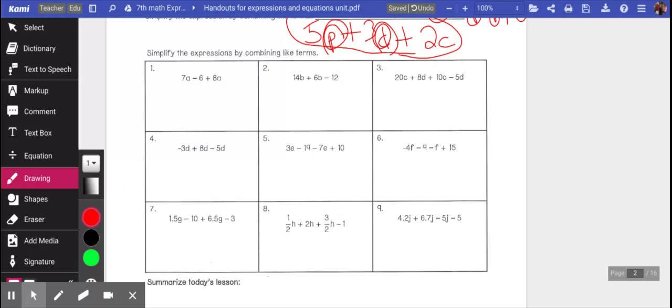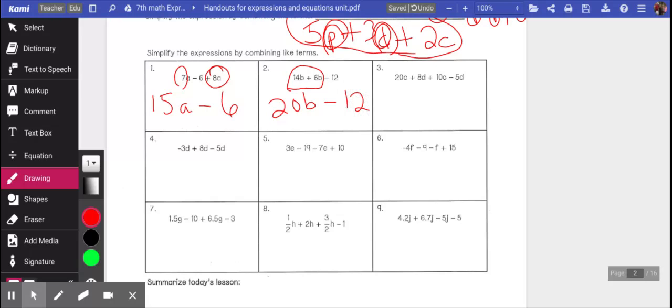Okay, so a good strategy sometimes is to circle or make a square, underline the like terms, and make sure you pull in the sign in front of it. So this one we have a 7A plus an 8A, so that's 15A, and then we just have minus 6. The next one, these two go together, so we have 20B when you add those, minus 12.